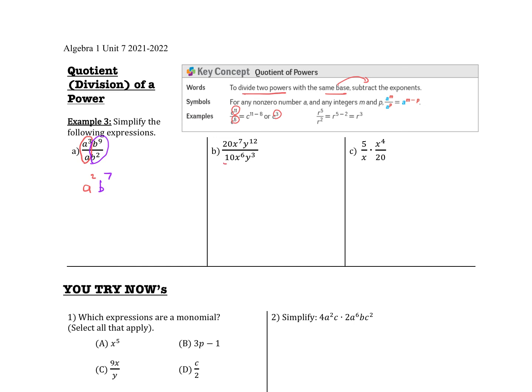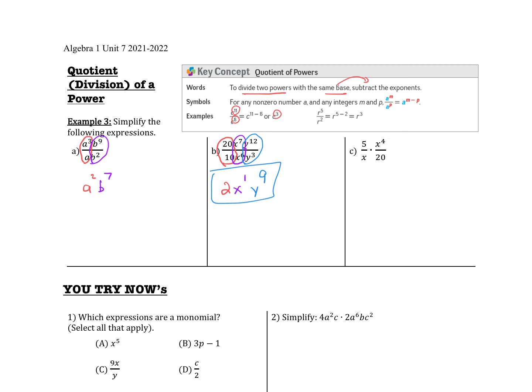Okay, now this is where you don't want to mess up your numbers. This says 20 divided by 10. That is a 2. Do not subtract those and call that a 10. Next, I have my x's, 7 on the top, 6 on the bottom, so I have 1 left over. Y's, 12 on the top, 3 on the bottom, so I have 9 left over.